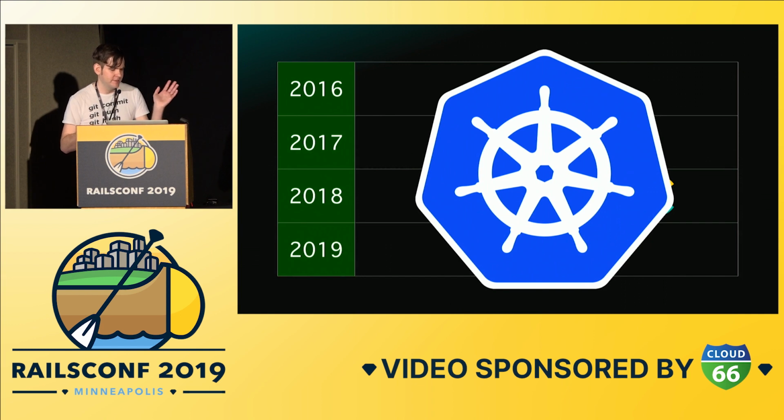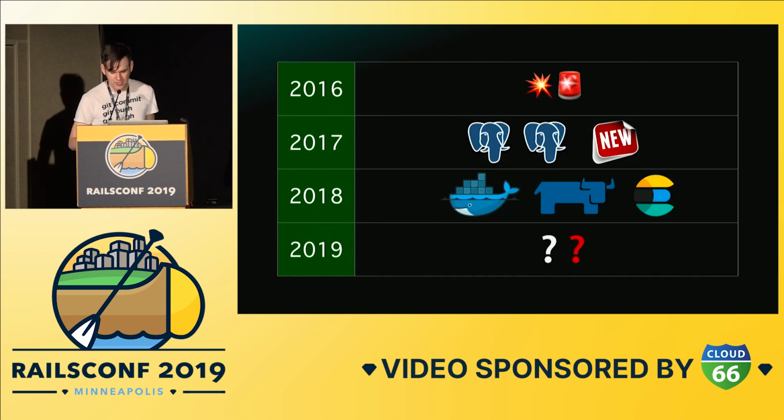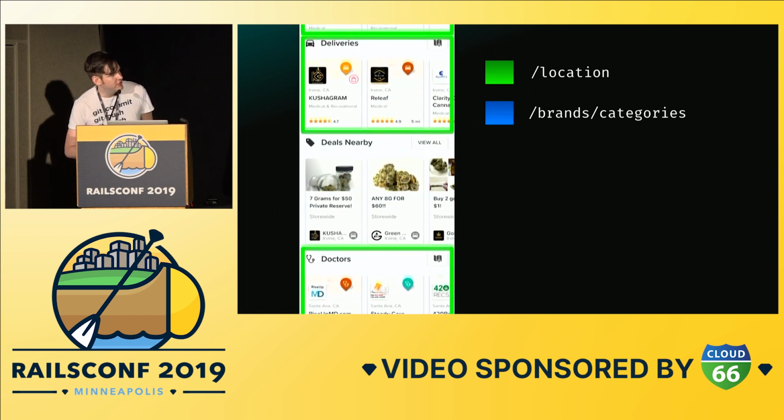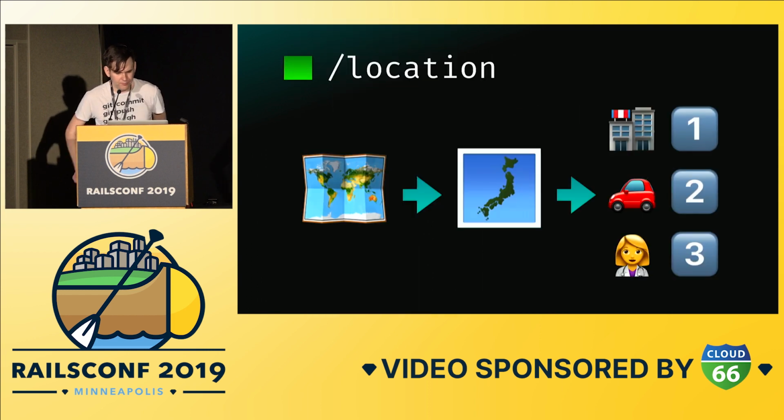Obviously, Kubernetes. No, it's not that talk. We got serious about handling our requests. So here is a view of the Weedmaps homepage. You can see there's two main routes that power most of the content, /location and /brands categories. The location gets the bulk of the traffic.